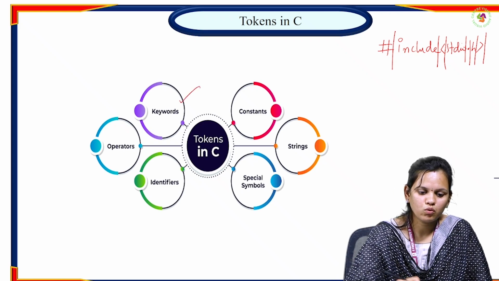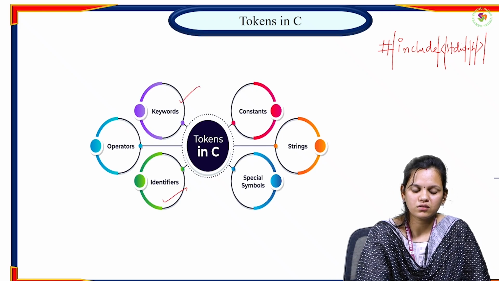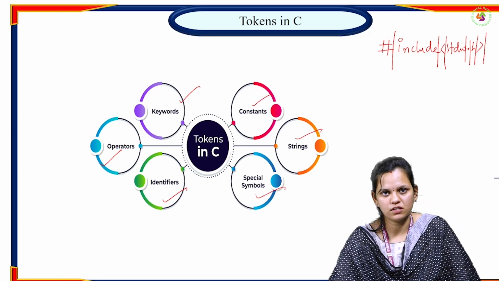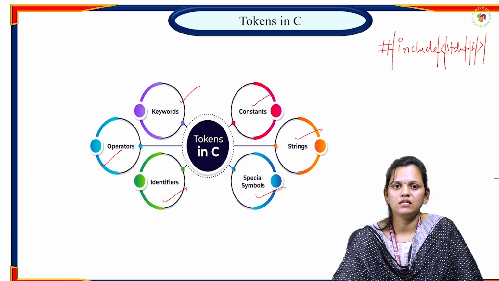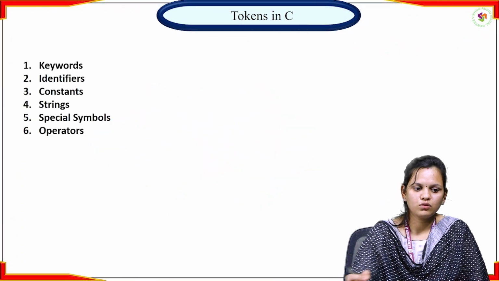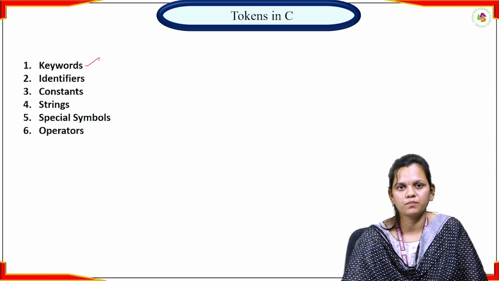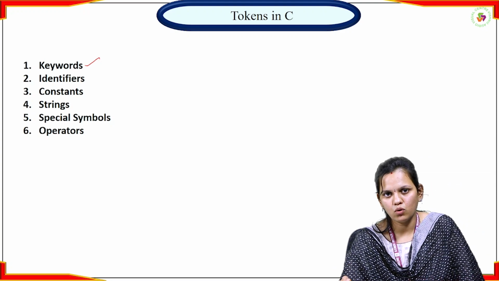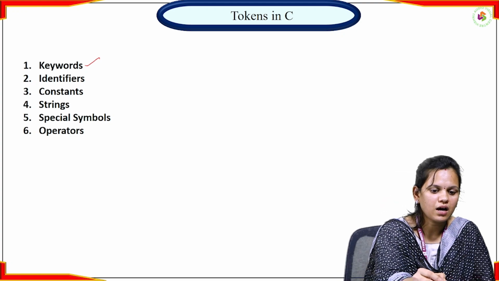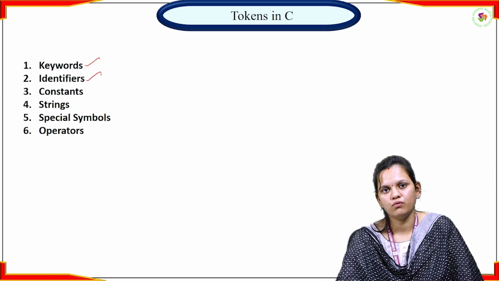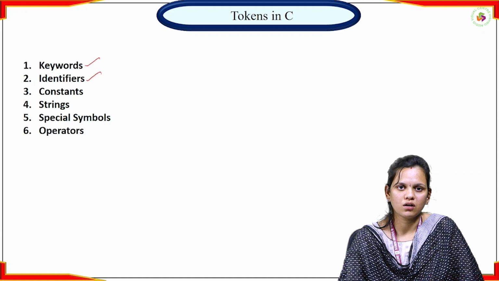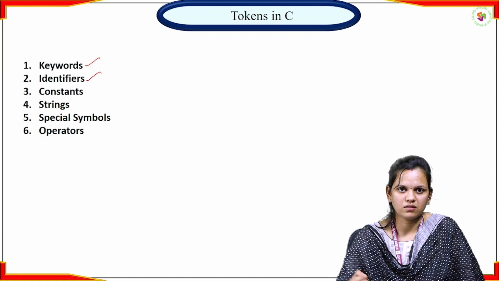The first one is keywords, next one is identifiers, operators, constants, strings, and special symbols. So let us discuss in detail about all these tokens. So coming to the keywords, keywords are nothing but predefined words. Okay, and then identifiers are used for naming the variable or a function or arrays or pointers, etc.